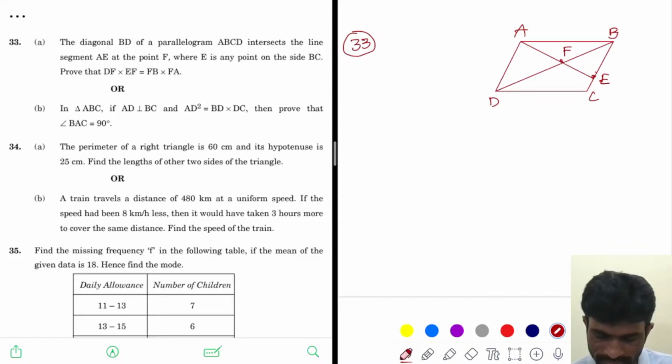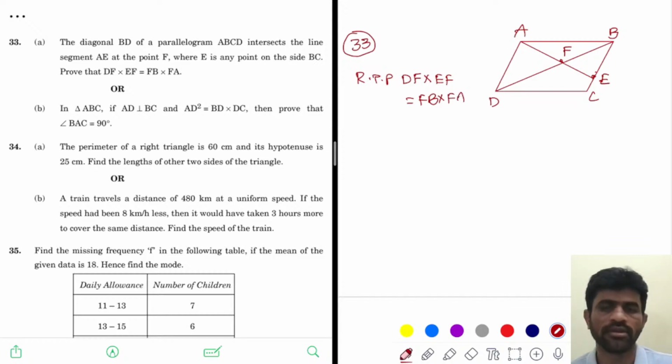Now we have to prove that DF into EF is equal to FB into FA. This we have to prove.